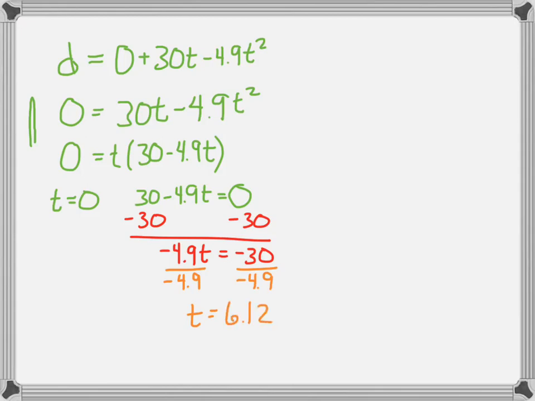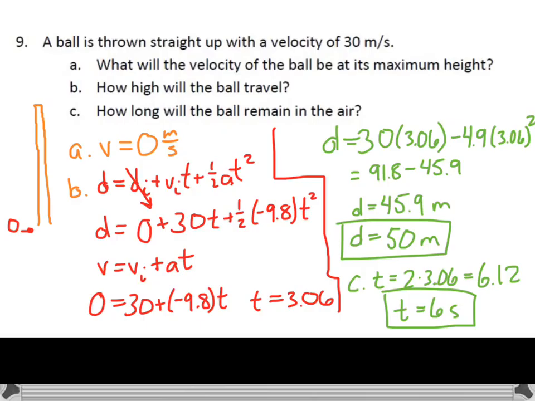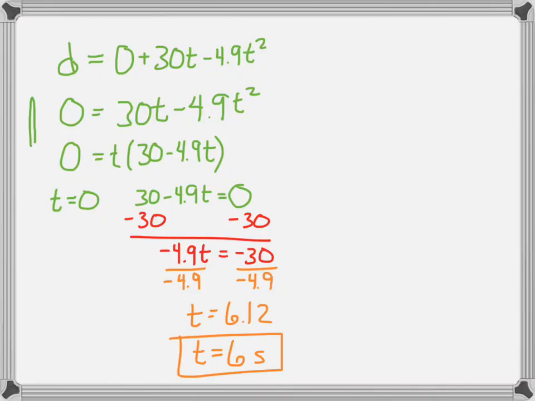But let's remember that our initial velocity was given to us with one significant figure. So our time has to be one significant figure, and that is going to be 6 seconds. Hey, that's the same time we came up with on the previous slide. Awesome. So they both work. Great. Physics is awesome. Physics is consistent with itself. Okay, good. So that's problems 5, 7, and 9.